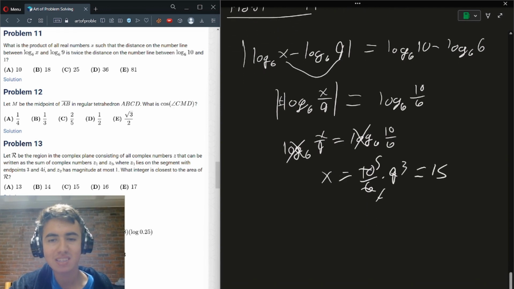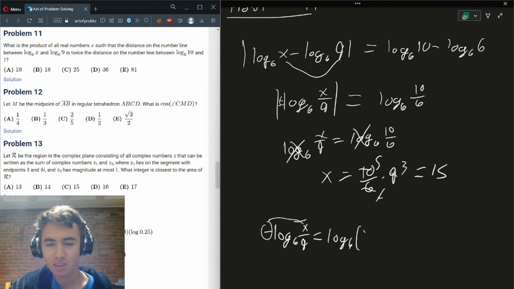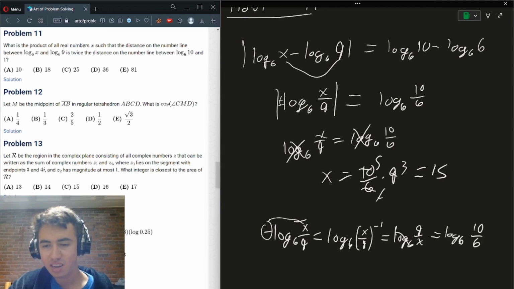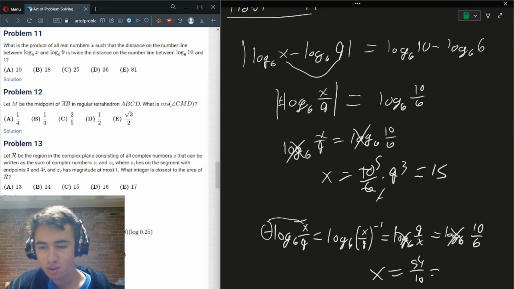Now, what about when the inside instead is negative? Well, we know that negative log 6 of x over 9 is equal to, you can always bring factors of the log function as exponents of the inside. So we'll have log 6 of x over 9 to the negative 1, which is equal to log 6 of 9 over x, is equal to log 6 of 10 over 6. Now once again, we can get rid of the logs and just solve the equation and get x is equal to 9 times 6, which is 54, over 10, which is equal to, dividing both by 2, 27 over 5.